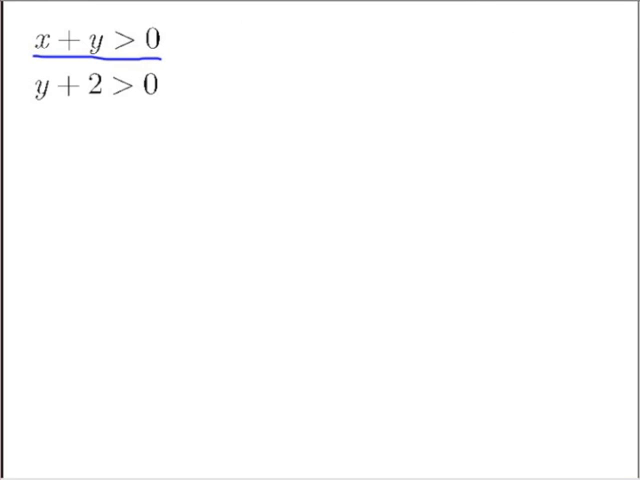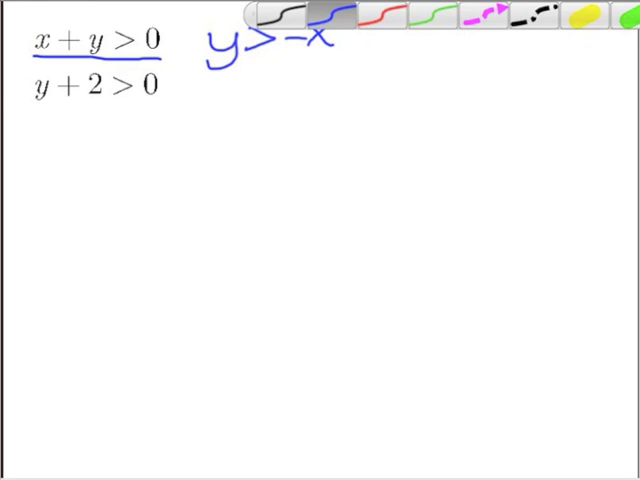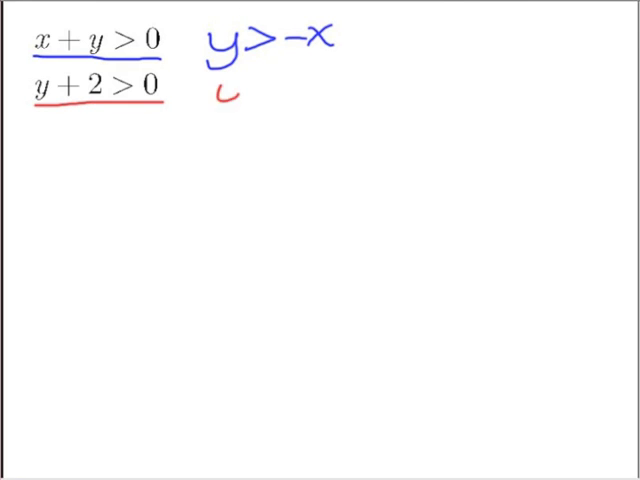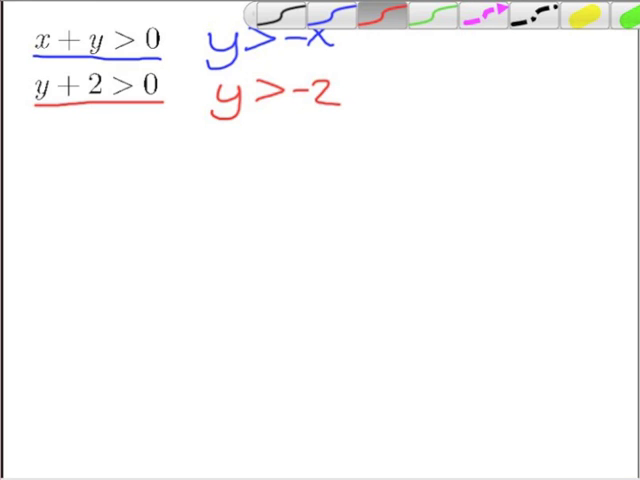Starting off with my first inequality. If I subtract x from both sides, I get y is greater than negative x. And if I rewrite my second inequality, y is greater than negative 2. If y is greater than negative x, I can start by graphing that.